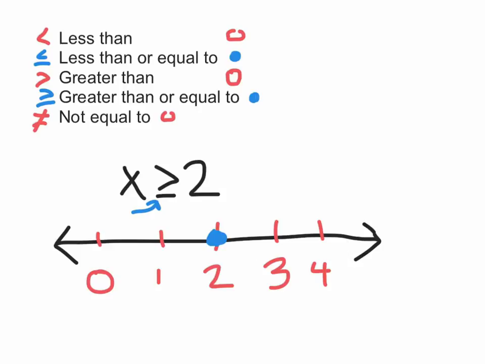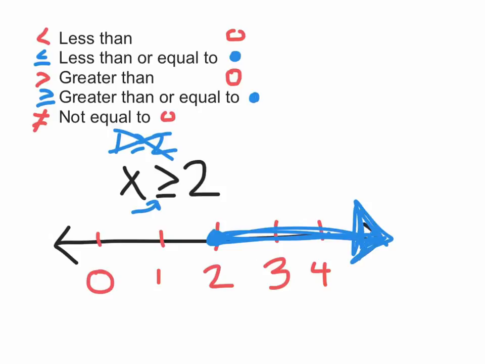And now I have to decide which way to shade, right or left. So x is greater than or equal to 2. So it's got to be numbers. Let's see, would 1 fit in here? Is 1 greater than or equal to 2? No, that's not true. So we need to shade this way as the numbers get higher. Okay, next.